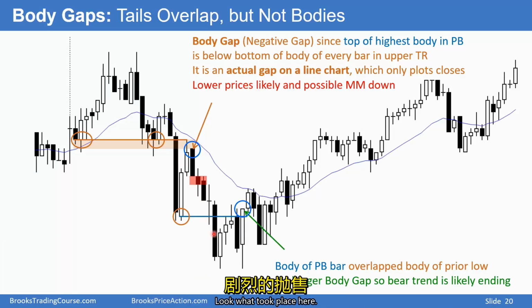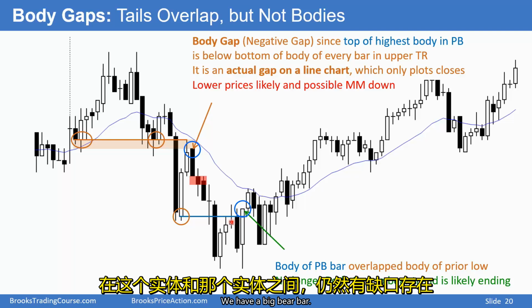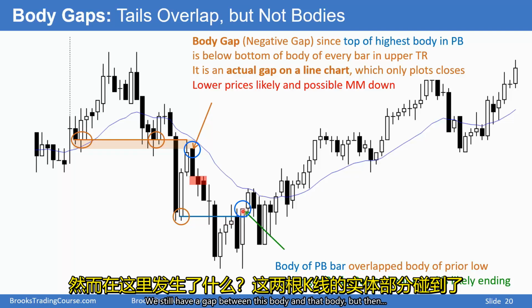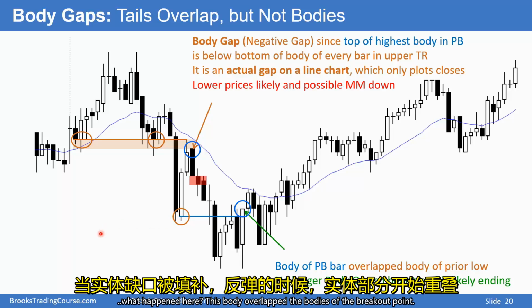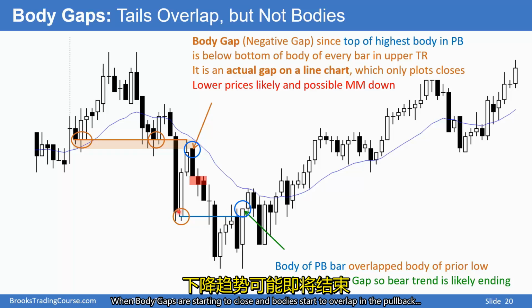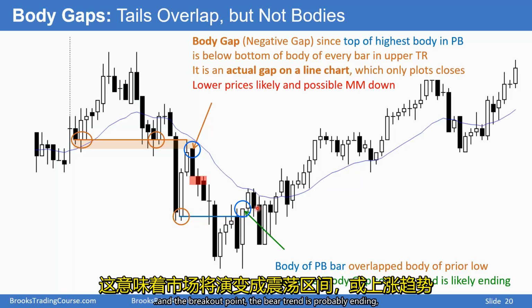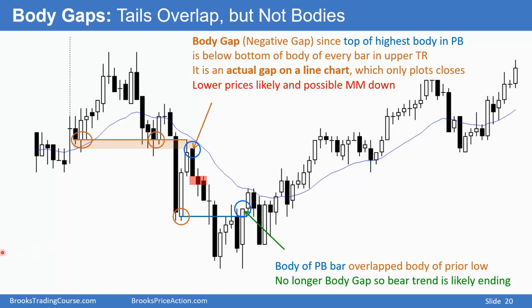Look what took place here. We sold off strongly. We have a big bear bar. We still have a gap between this body and that body. But then what happened here? This body overlapped the bodies of the breakout point. When body gaps are starting to close and bodies start to overlap in the pullback and the breakout point, the bear trend is probably ending, which means the market will enter a trading range or a bull trend.